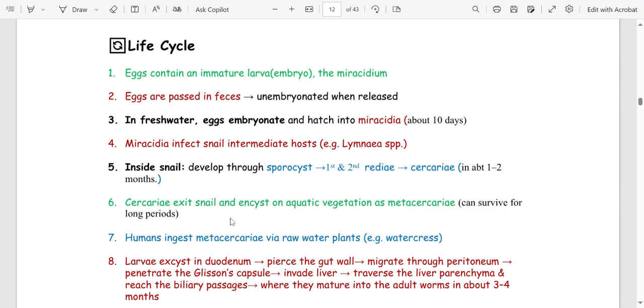Now the cercaria is going to move out of the snail, and then it will be surrounded by a cyst, and then it is going to attach itself to aquatic vegetation as metacercaria. So meaning once the cercaria encysts, it converts into metacercaria. Metacercaria can survive attached to this aquatic vegetation for long. And humans are going to get this metacercaria, which is the infective form, when you eat raw water plants.